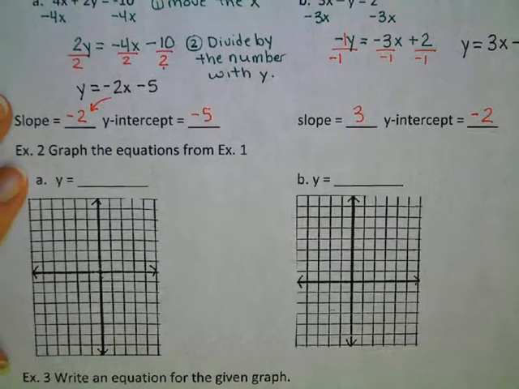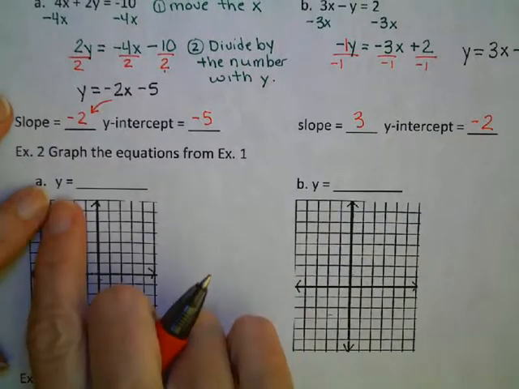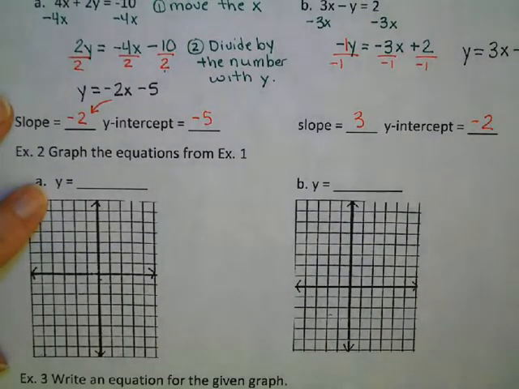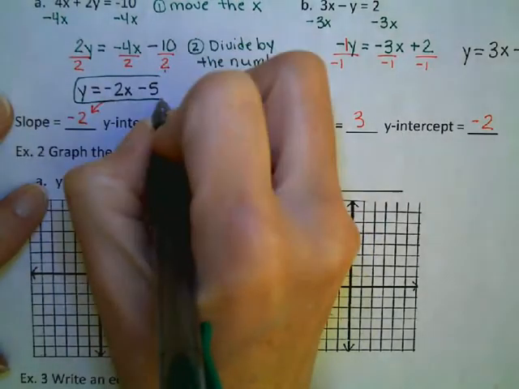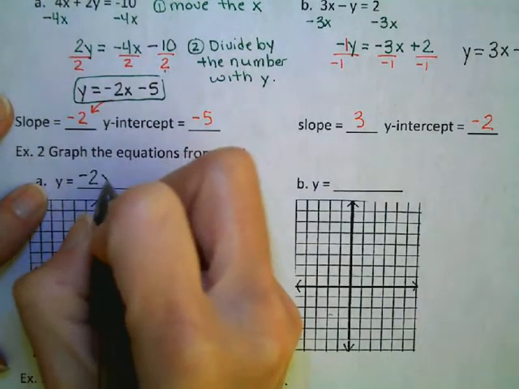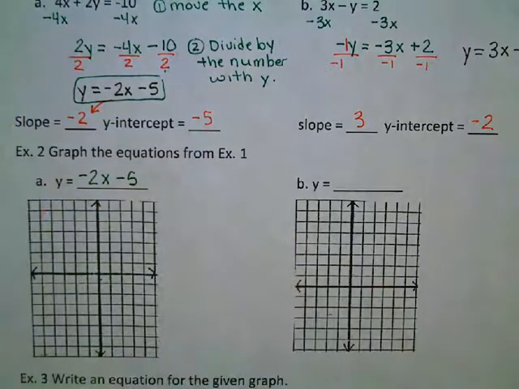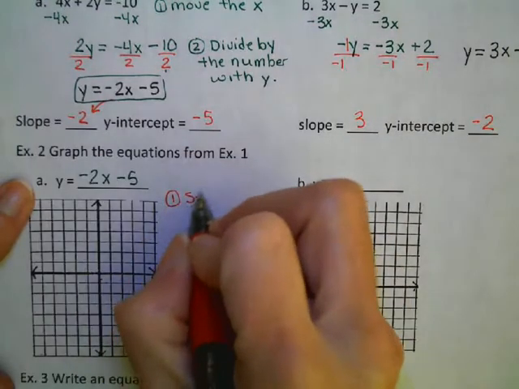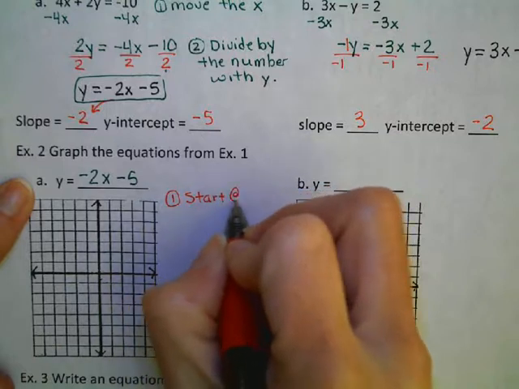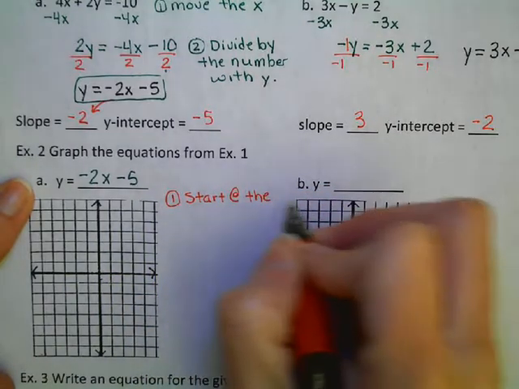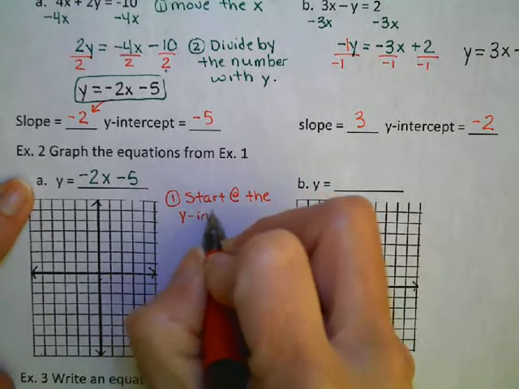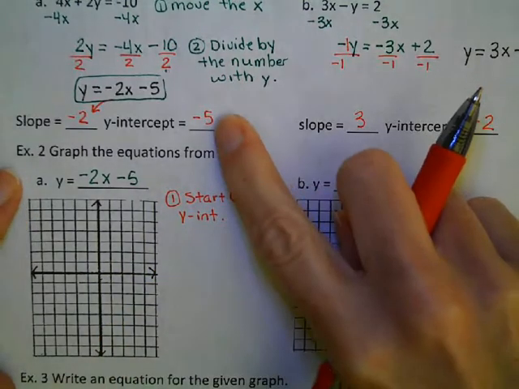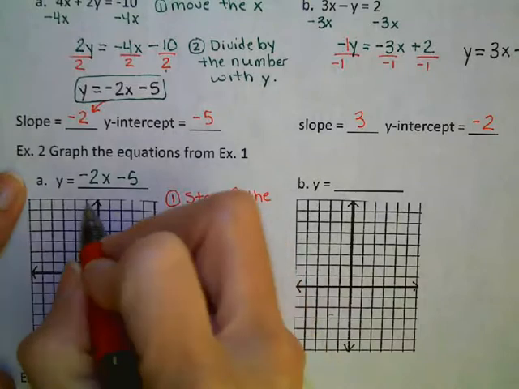Okay, now take your answers from number 1, and we're going to graph. So the answer we had on number 1 was y equals, we'll just copy it down from up here, y equals negative 2x minus 5. We've already identified the slope, we've identified the y-intercept, so the way you graph something is you start at the y-intercept. So in this case, we said the y-intercept for this one was negative 5.